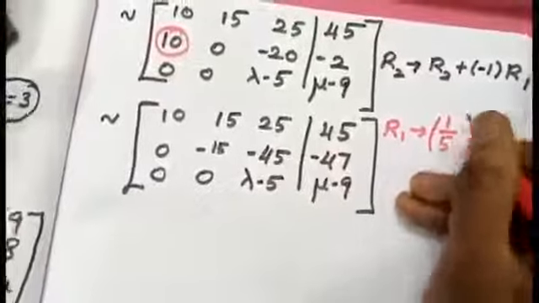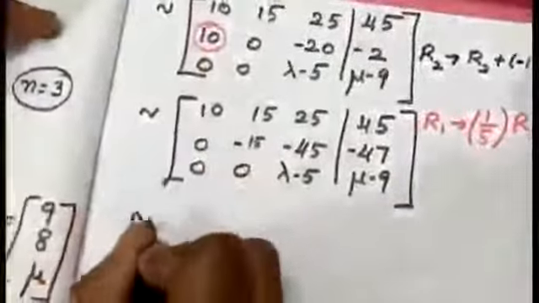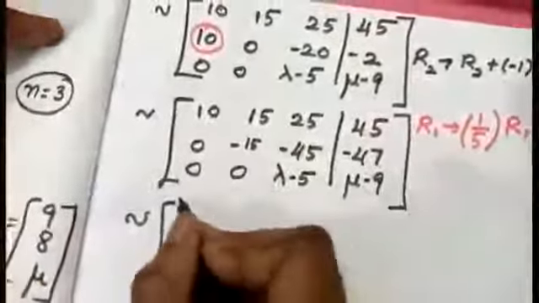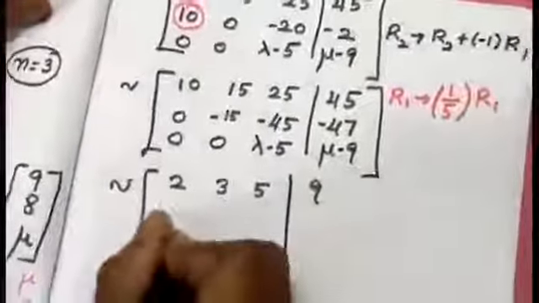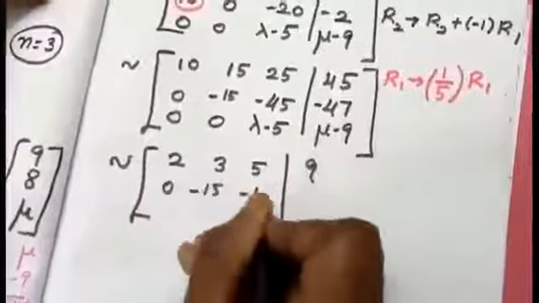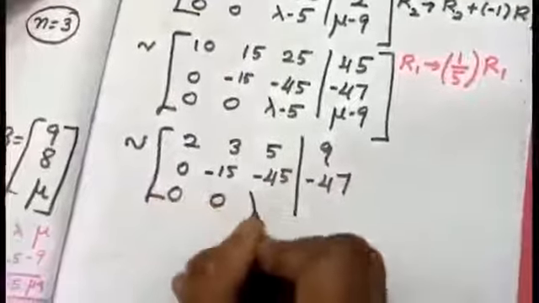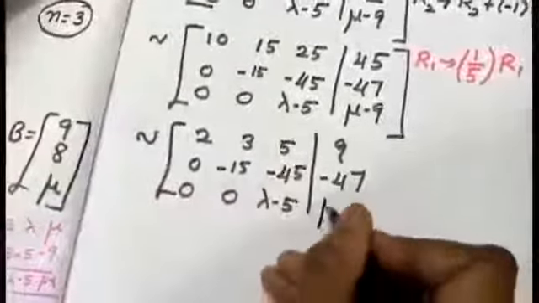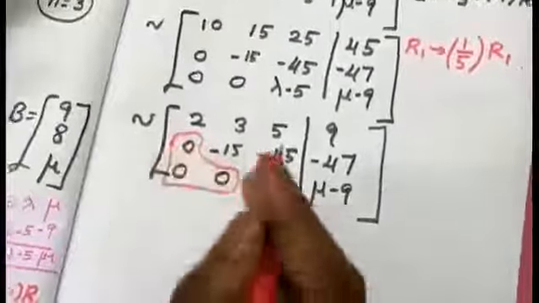Just for simplification, in place of R1, I am going to make the numbers easy. That is, I just divide by 5. If I divide, the matrix I am going to get is 2, 3, 5, 9, 0, minus 15, minus 45, minus 47, 0, 0, lambda minus 5, nu minus 9. If you see, now I am getting zeros in the form of a triangle. That is, the row echelon form is done.